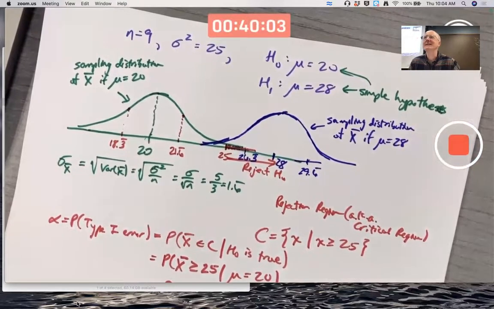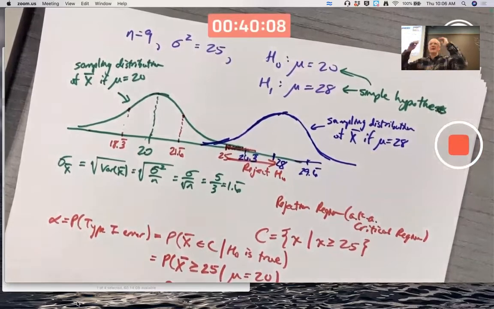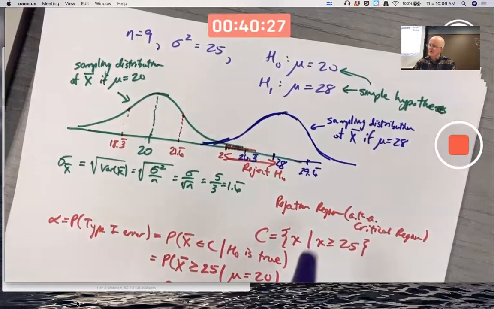Which is the true sampling distribution? Nobody knows, because nobody knows what mu is, right? This is all theoretical math, but it's theoretical math for practical importance. This does help us make decisions about things still, even though we don't know what the true sampling distribution is, because we don't know what mu is. No matter what the alternative is, the rejection region is still the same.